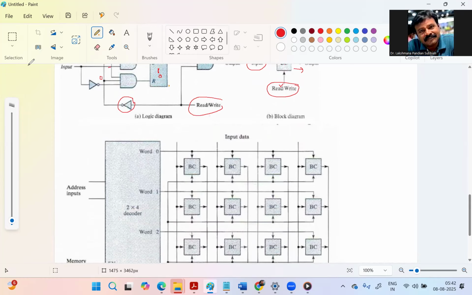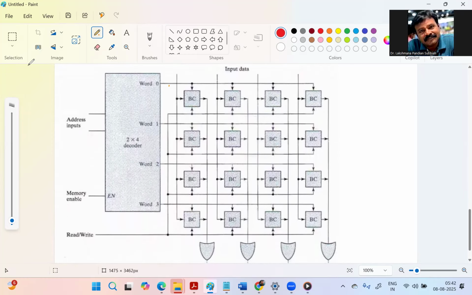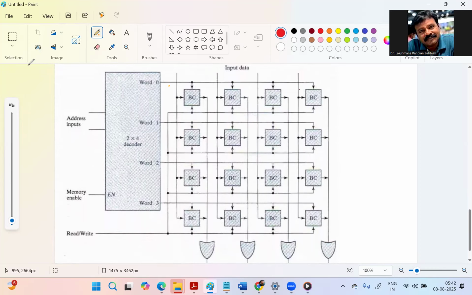Now the overall circuit. This is the diagram for the overall memory, which has a 4-bit word. Suppose we are storing the data 9, that is 1001, in word 0. Here we have 4 words, and each one is 4 bits. The select line gives the address, so the 4 bits are selected, the first word is selected. Then we have the read-write cycle.